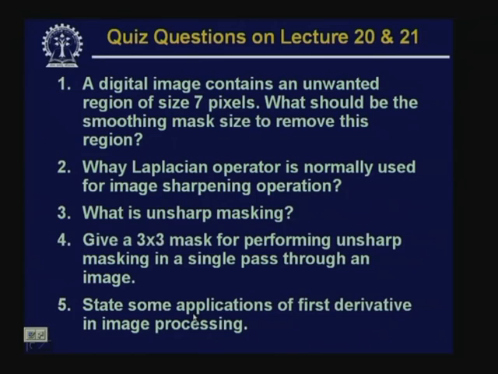Now, let us go to some questions of today's lecture. The first question is, a digital image contains an unwanted region of size 7 pixels. What should be the smoothing mask size to remove this region? Second, why is the Laplacian operator normally used for image sharpening? Third question, what is unsharp masking? Fourth question, give a 3x3 mask for performing unsharp masking in a single pass through an image. Fifth, state some applications of first derivative in image processing.